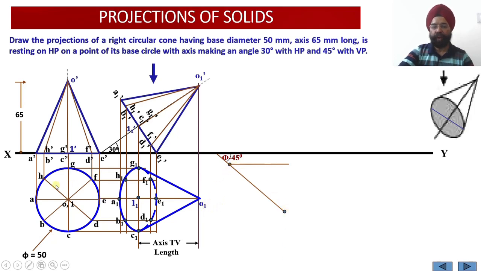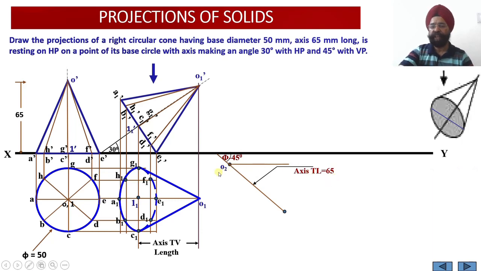Then the second point of the true length is this one, you see, 1 1. So how much is the height of this axis? 65 millimeter. Because the angle is given to me as 45 degrees for the true length of the axis to be rotated, the true length of the axis, which happens to be 65 millimeter, is inclined at an angle of 45 degrees. That is why this angle is given to me as angle phi. So this is the true length of the axis, 65 millimeter.